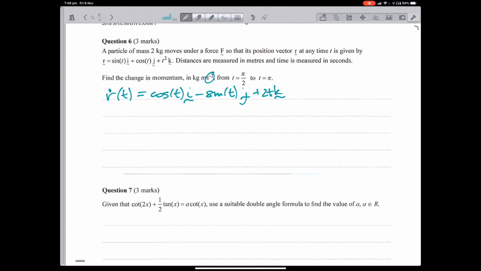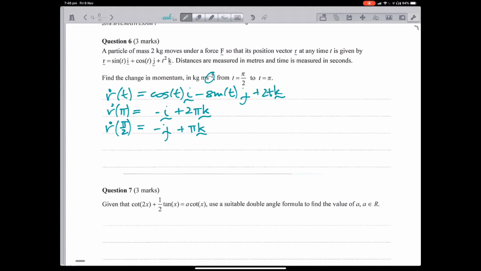Okay, we want our final velocity, so r of pi: cos of pi is -1, sine of pi is 0, 2 times pi is 2 pi k. We want our initial velocity: cos of pi on 2 is 0, sine of pi on 2 is 1, so we get -j, and then plus pi k.